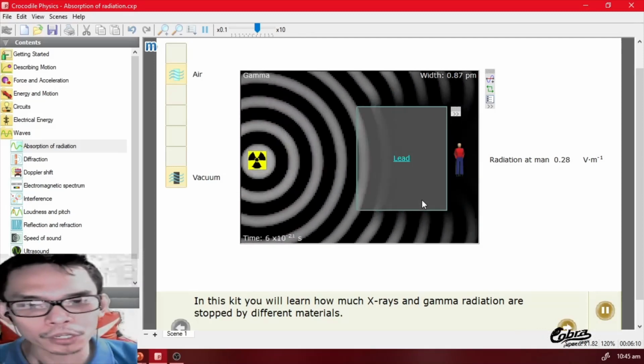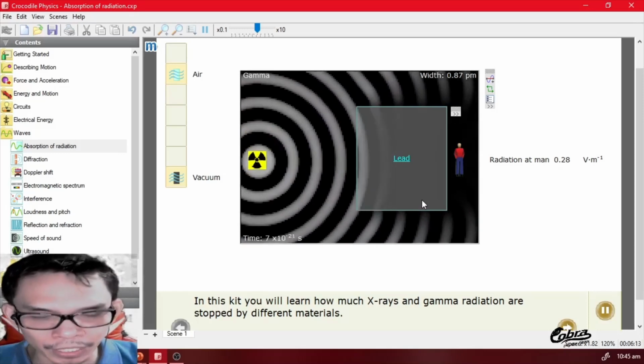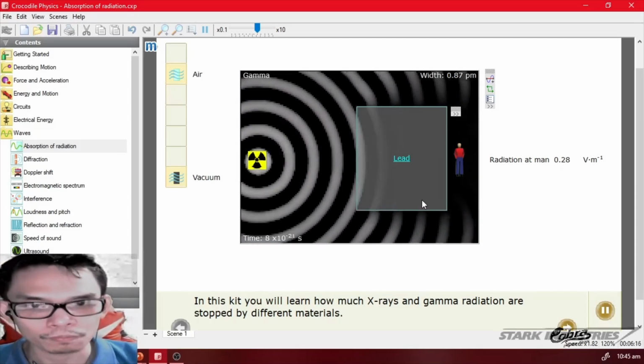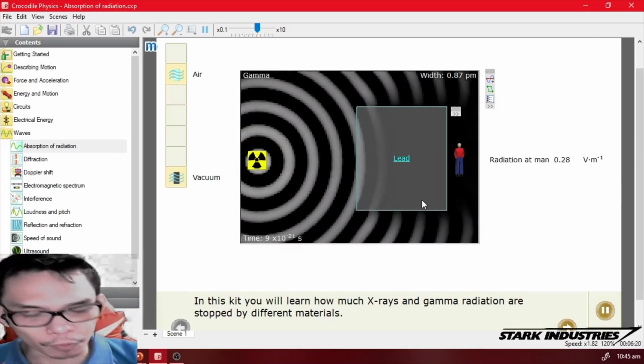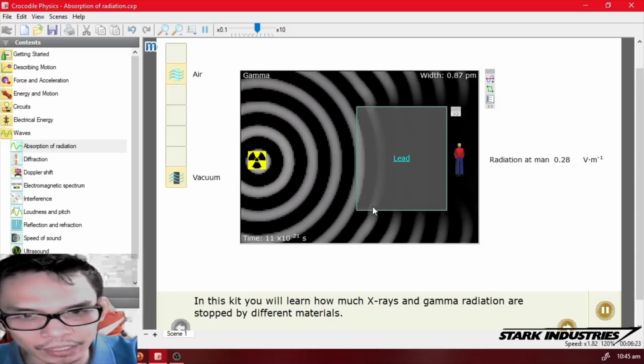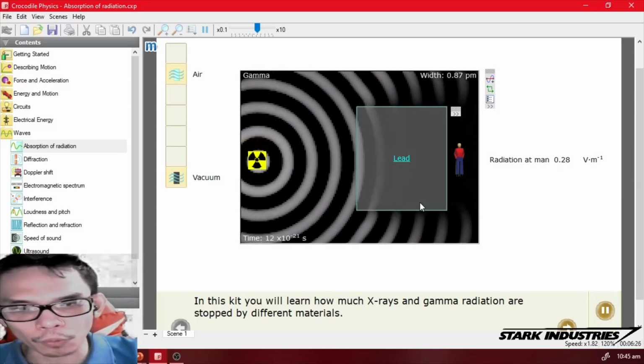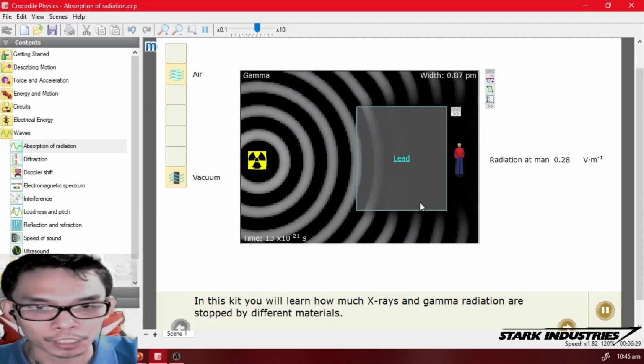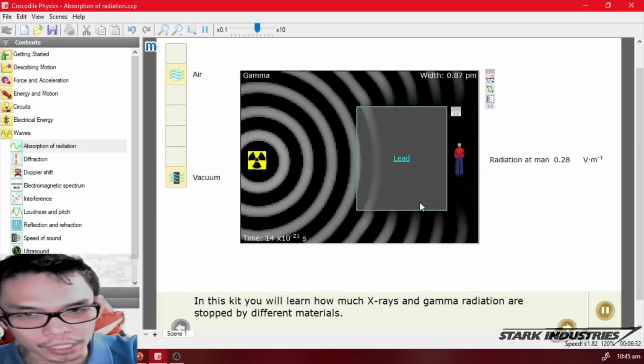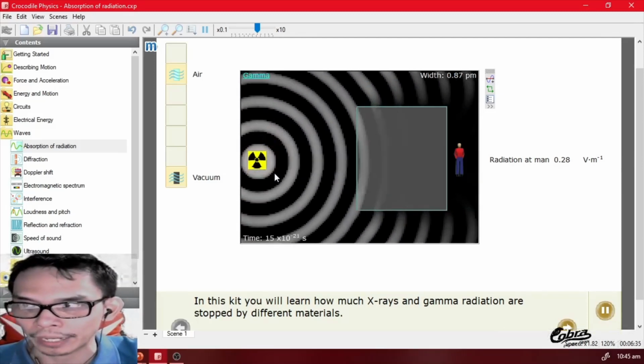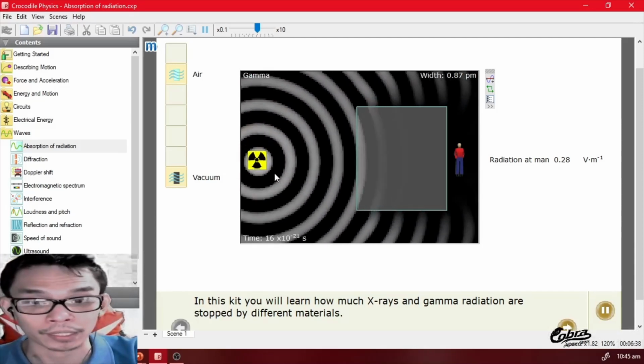That is why most nuclear power plants are built with lead shielding. Aside from concrete, it has a very thick lead shielding so that the workers inside the nuclear power plant are properly protected and shielded from ionizing radiation like gamma rays, X-ray, and ultraviolet rays.